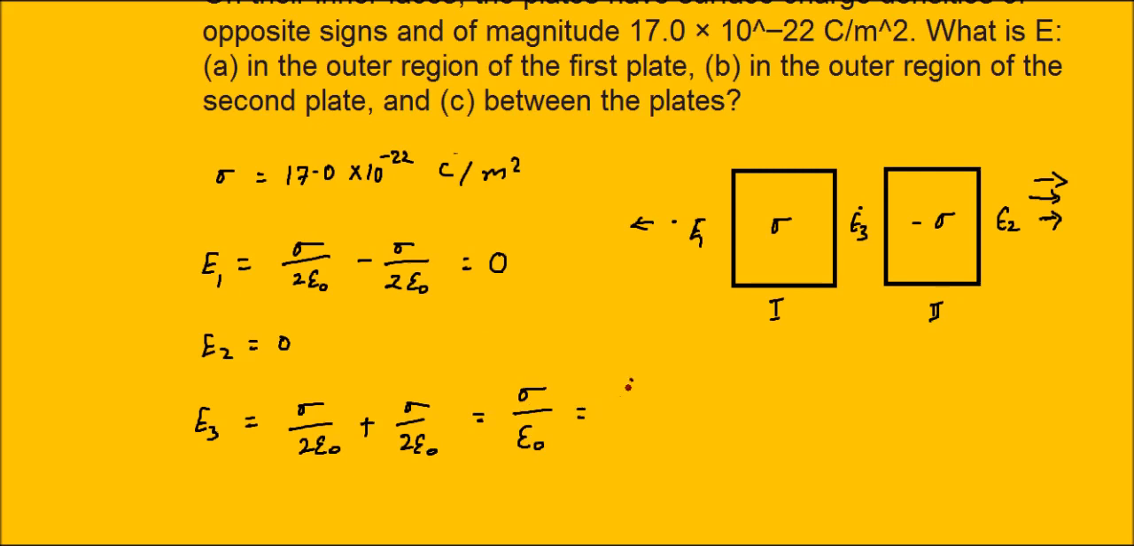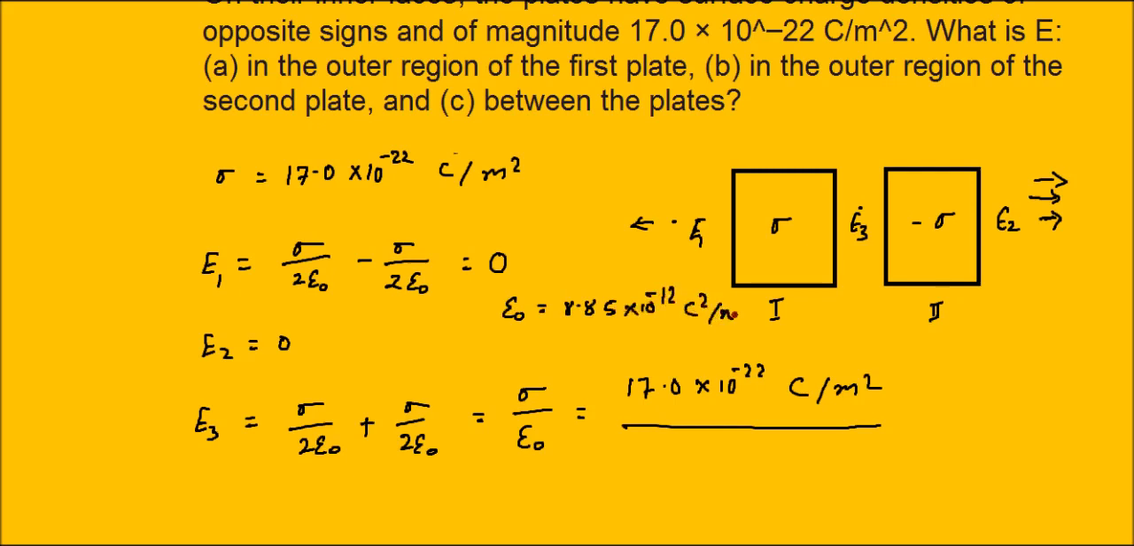So sigma is given as 17.0 × 10^-22 coulomb per meter squared, divided by epsilon naught's value, which is 8.85 × 10^-12 coulomb squared per Newton meter squared, which is equal to 1.92 × 10^-10 Newton per Coulomb.